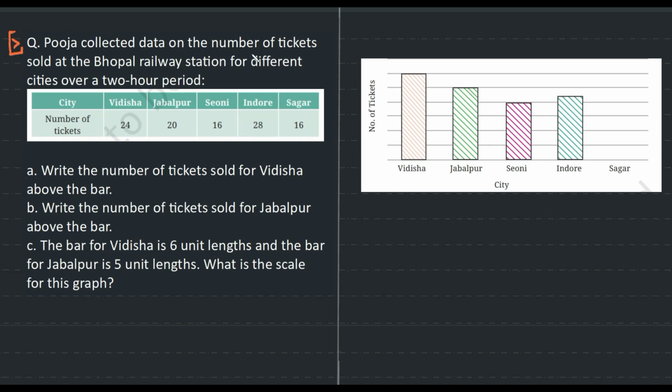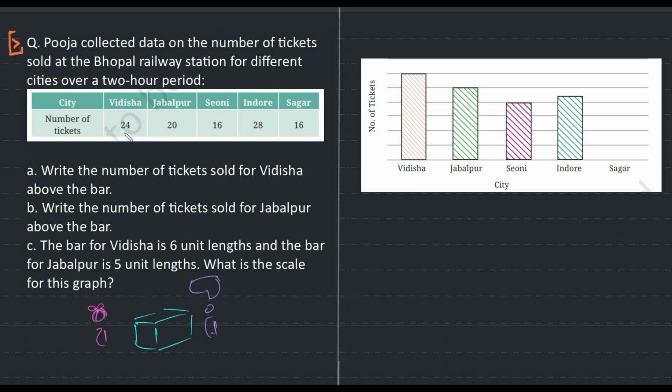Pooja collected data on the number of tickets sold at the Bhopal railway station for different cities over a 2 hour period. So we have Pooja standing at the ticket counter. Someone else is selling it. All she is doing is observing where the tickets are bought to. Where is this person buying the ticket to, and so on. So we have the data.